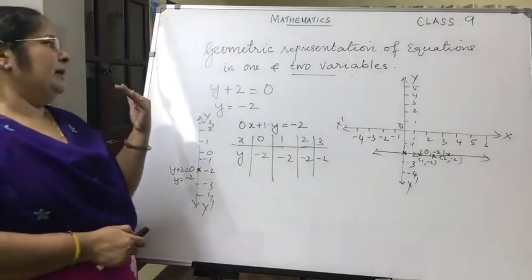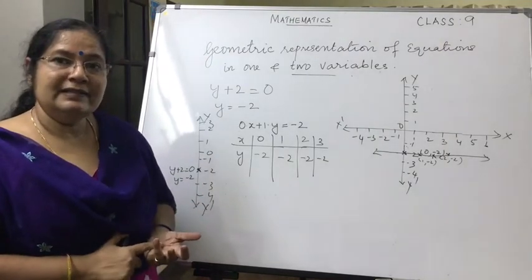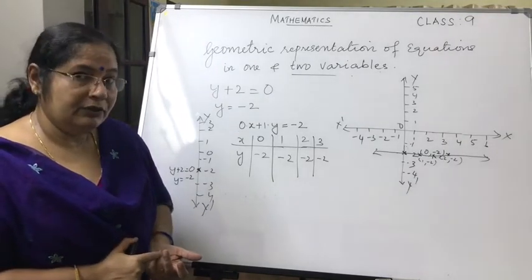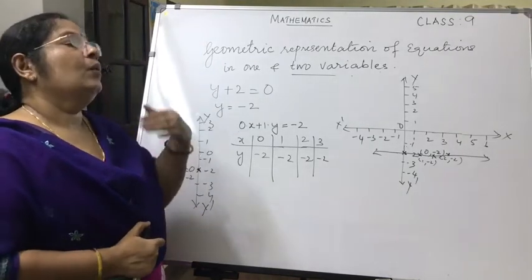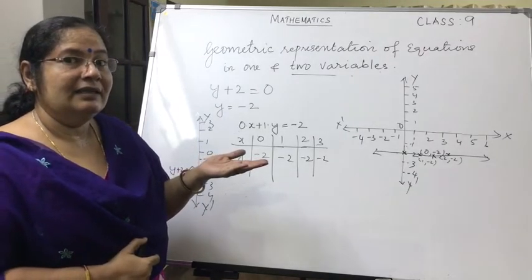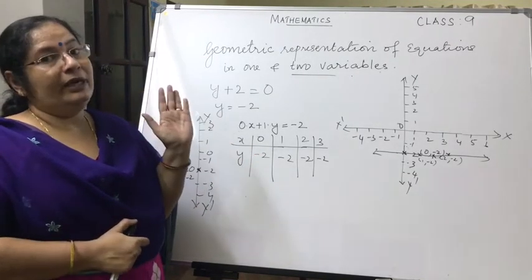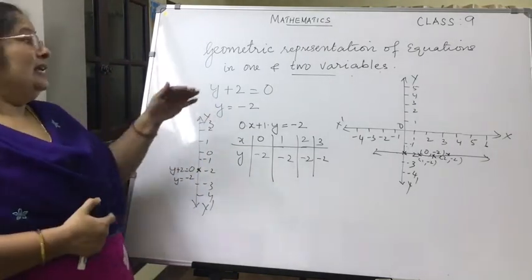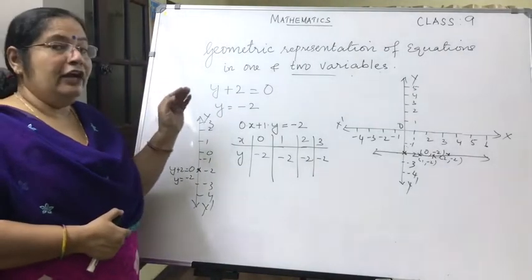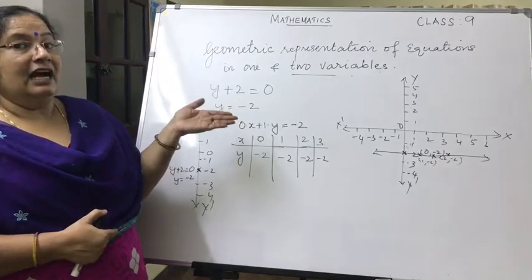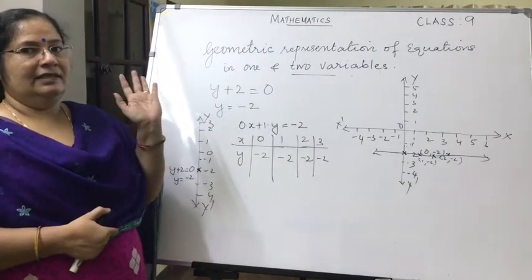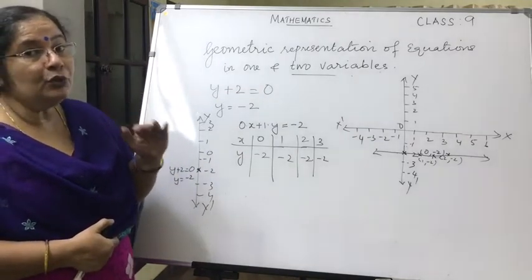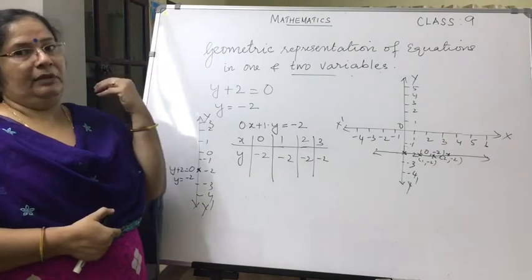So two things you keep in mind. Equation of x-axis is y equal to 0. And equation of y-axis is x equals 0. Contrast x, y, y, x. Now in one and two variables, if the value for x is given, the graph will be parallel to y-axis. And if it is given y equal to something, the graph will be parallel to x-axis. This you have to keep in mind.